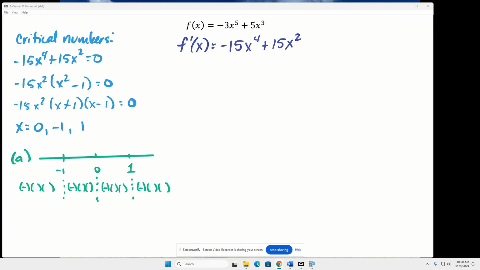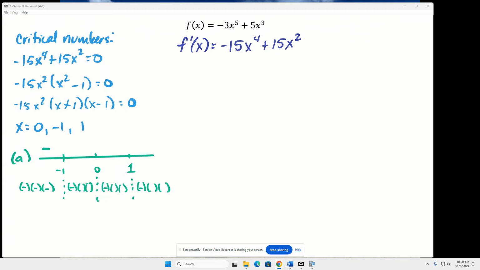All right, so here we go. Let's plug in a number that is less than -1, so like -2. Put it in for both of these. That's going to be all negatives. All right.